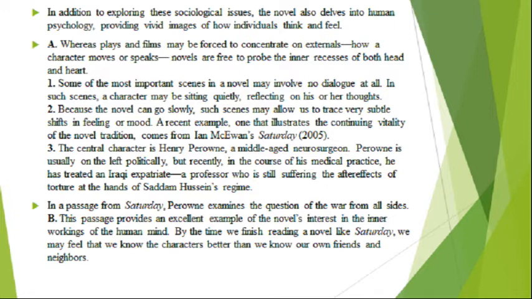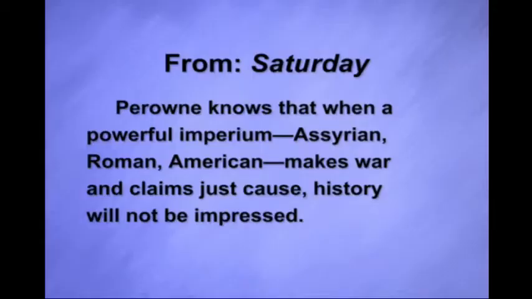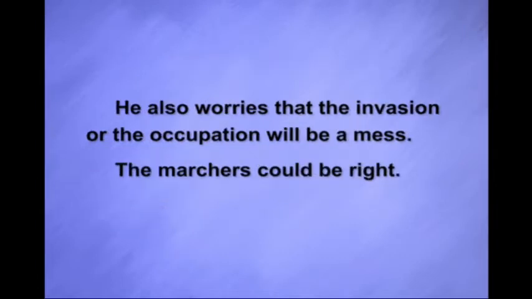So there's a kind of double consciousness at work in this passage that's very, very interesting, and that's evident right from the start. Now let me show you what I mean by reading that opening sentence again. Perowne knows, knowledge, that when a powerful imperium, Assyrian, Roman, American, so we just move through these historical periods, makes war and claims just cause, history will not be impressed. He also worries that the invasion or the occupation will be a mess. The marchers could be right.